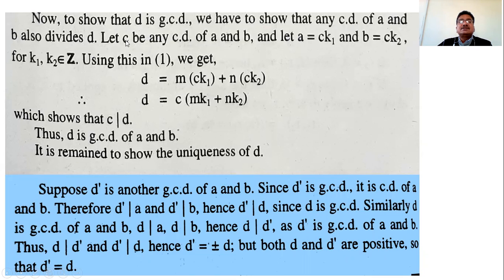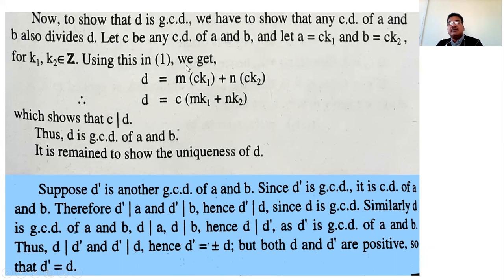So for that, let's assume that C is any common divisor of A and B, meaning C divides A and C divides B. So C divides A implies A is expressed in the form C times some integer, and C divides B means B is expressed in the form C times some integer. That is, suppose K1 and K2 are two integers. So C divides A implies A is equal to CK1, and C divides B implies B is equal to CK2 for K1 and K2 belonging to Z.